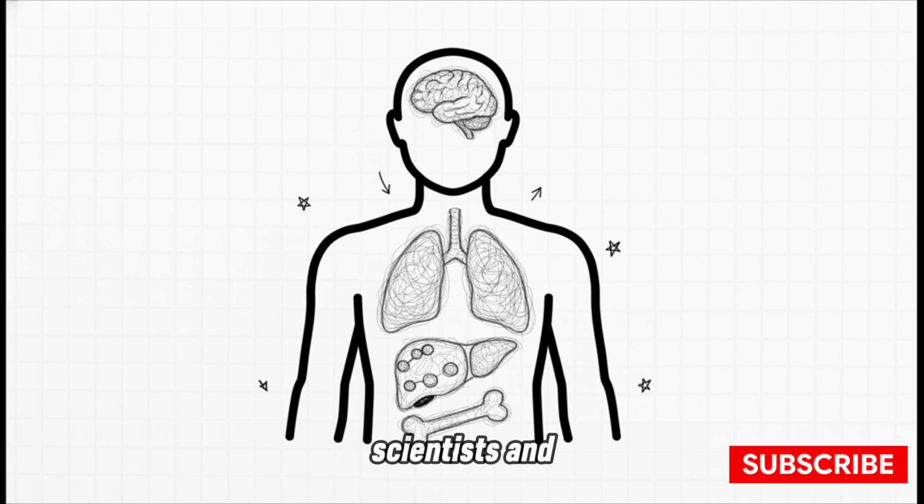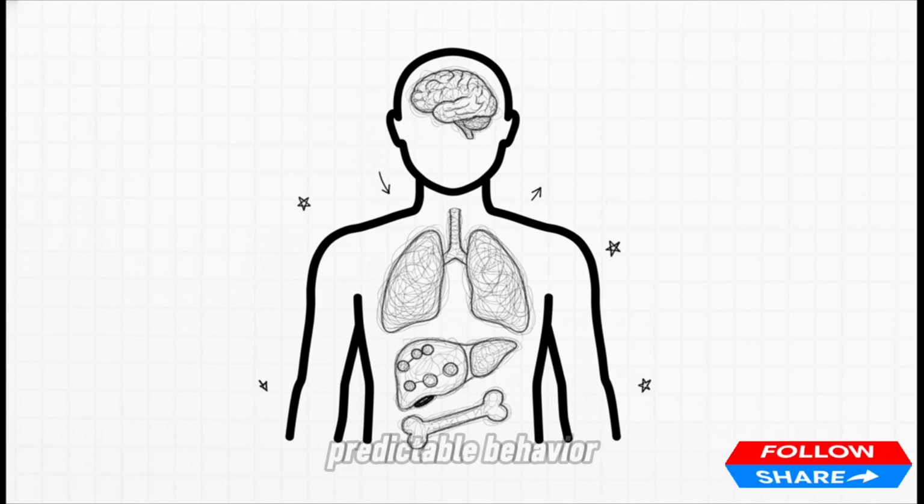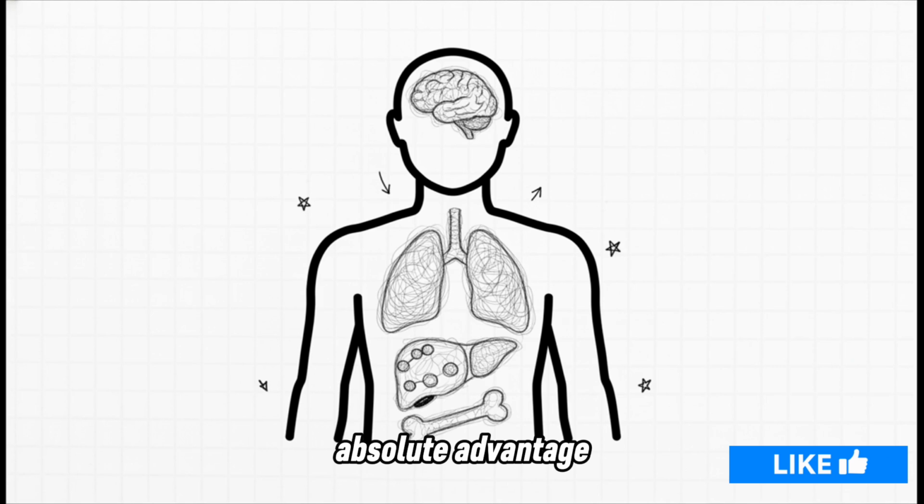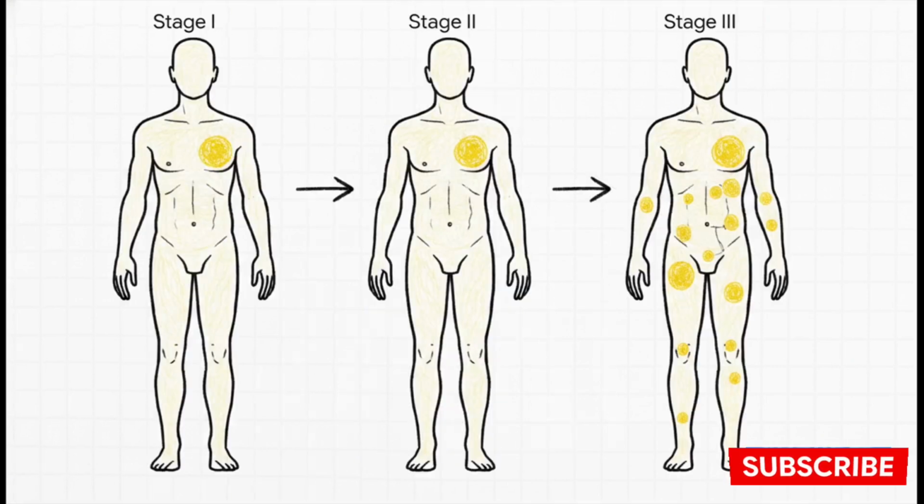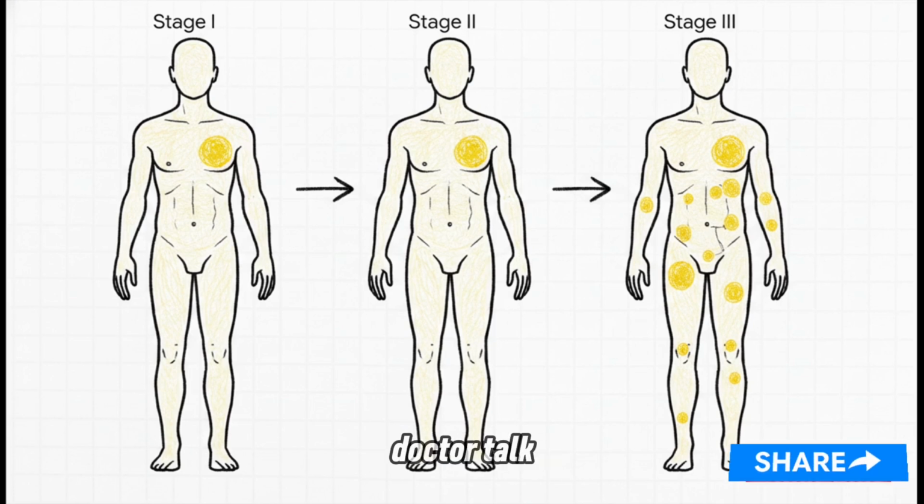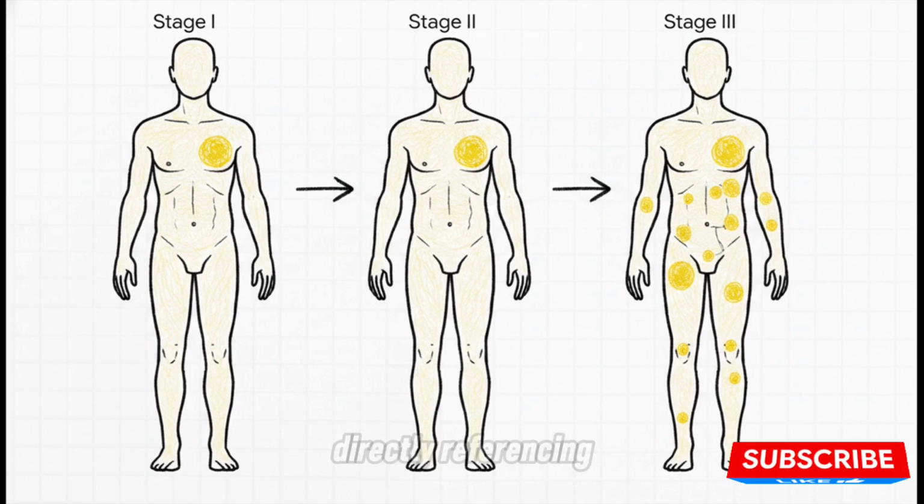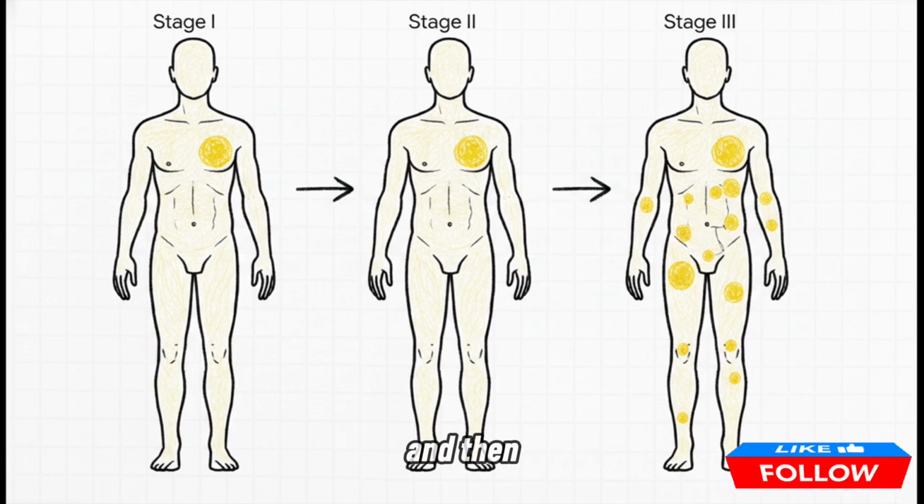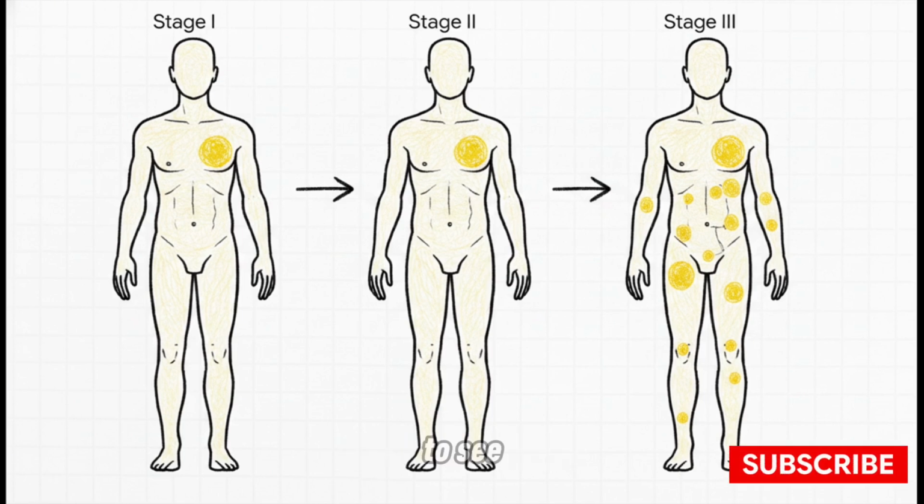And because scientists and doctors know this, they can use this predictable behavior to their absolute advantage when they are scanning a patient's body. In fact, mapping this spread is exactly how doctors determine a cancer's stage. When you hear a doctor talk about stage 1 through stage 4, usually written in Roman numerals, they are directly referencing this spread. By figuring out where the cancer started and then checking those predictable common locations to see if it metastasized, doctors classify it.